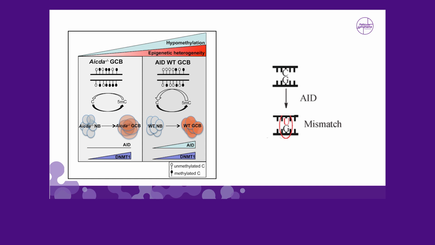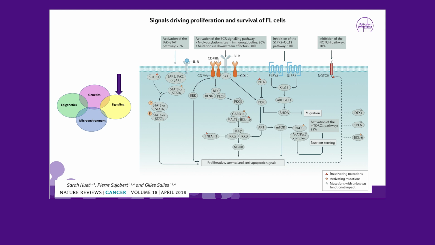So if there is no C there, there is no way for methylation. There is no substrate for methylation. And therefore, during evolution of follicular lymphoma, you'll see loss of methylation, hypomethylation, and a great variability in the distribution of methylation sites. The third pathogenic mechanism in follicular lymphoma is abnormal signaling.